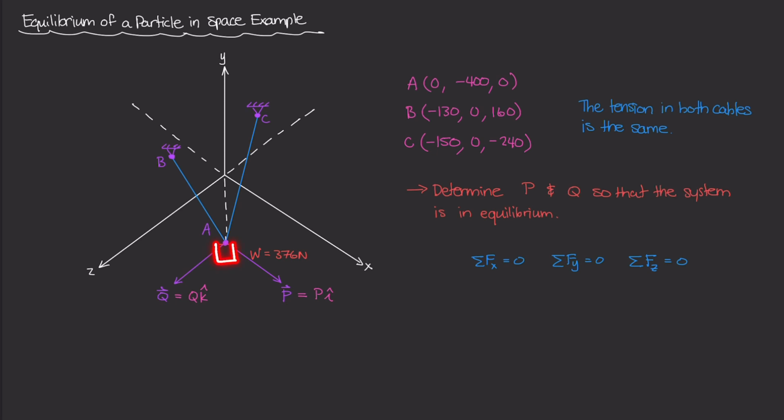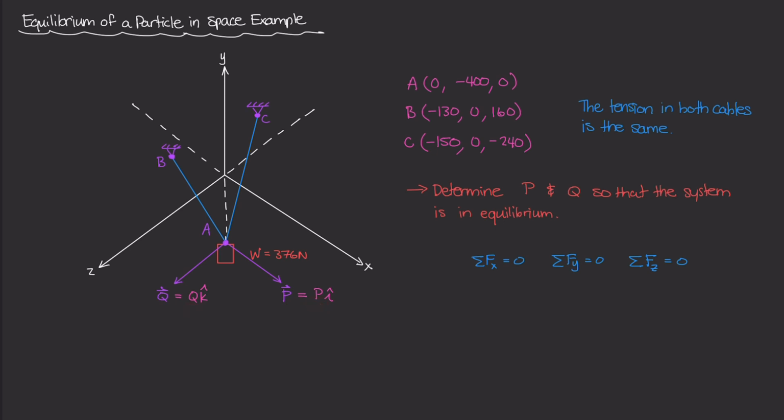We have this little weight, this little bucket. There's a Q force, a P force, and then also these two tension forces, all acting at point A. So essentially what we would need to do is look at each one of these forces, P, Q, the two tensions, as well as the weight, 376 newtons, and sum all their x components and set that equal to 0, and then set all the y components equal to 0 and all the z components equal to 0. And we can use those equations to figure out what P and Q are.